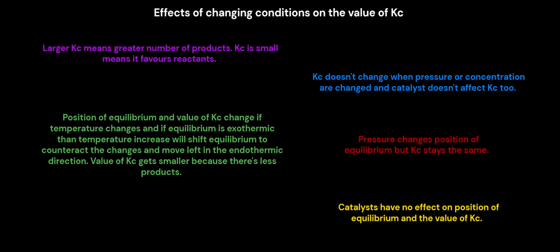Effects of changing conditions on the value of Kc. A larger Kc means a greater number of products. If Kc is small, it favors reactants. Kc doesn't change when pressure or concentration are changed, and a catalyst doesn't affect Kc. Position of equilibrium and value of Kc change if temperature changes, and if the equilibrium is exothermic, then a temperature increase will shift equilibrium to counteract the change and move left in the endothermic direction. The value of Kc gets smaller because there are fewer products.